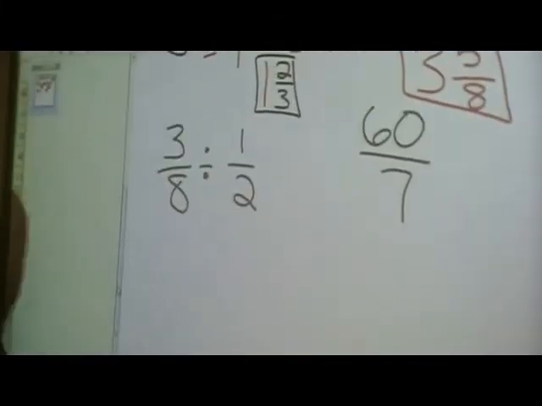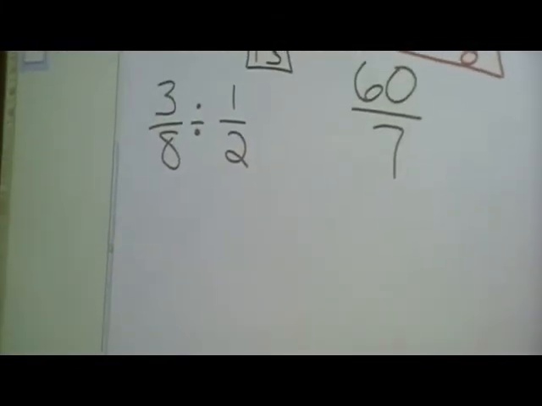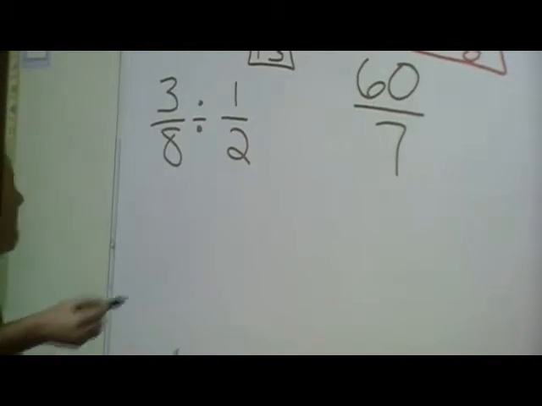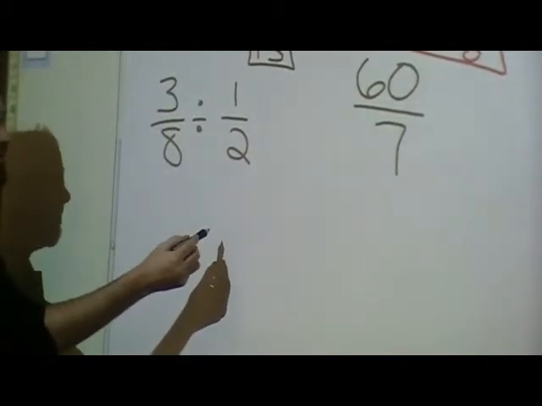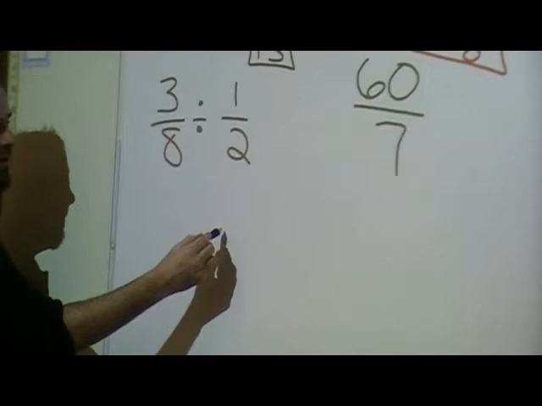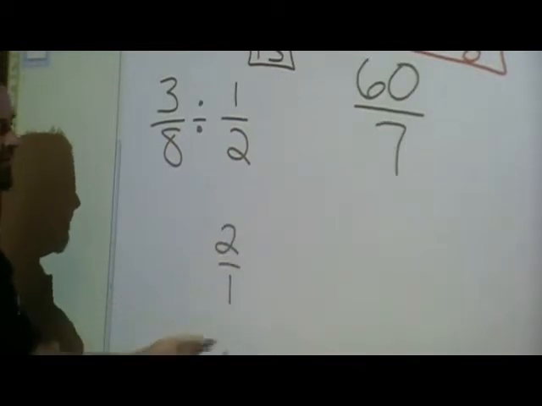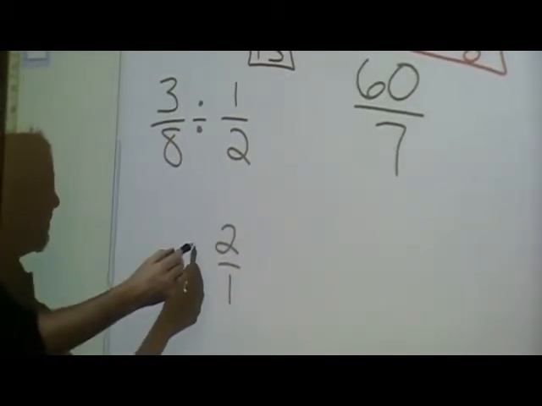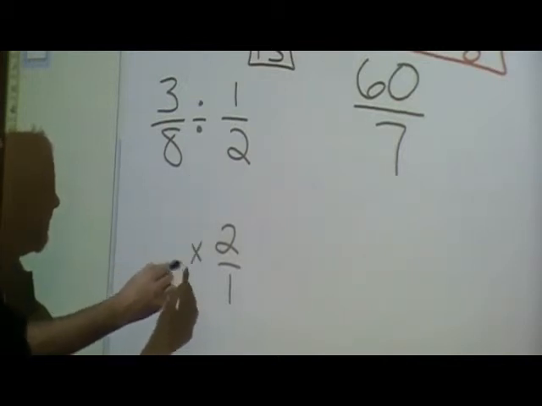Now, here's what you were talking about. What's it called? The flip, switch, solve, reduce. Alright, what are we flipping? The half. Okay. Flip it upside down, right? We switch the division to multiply.